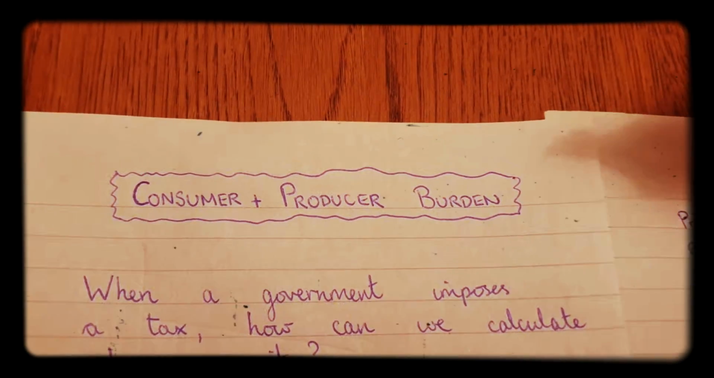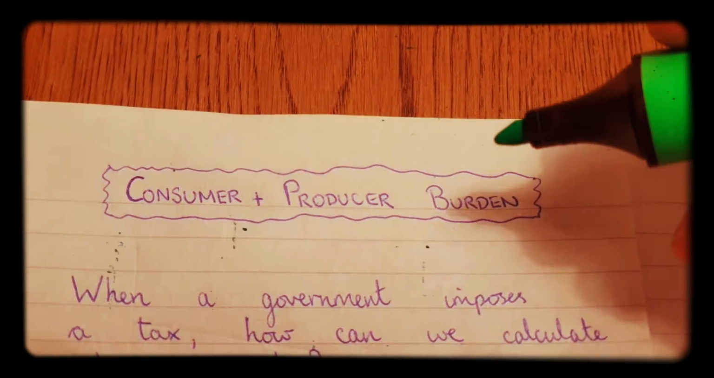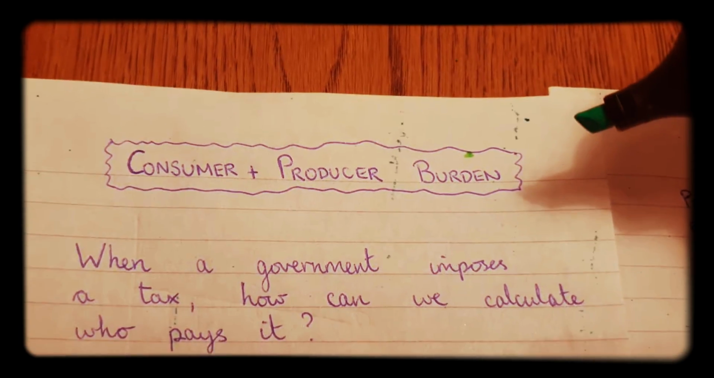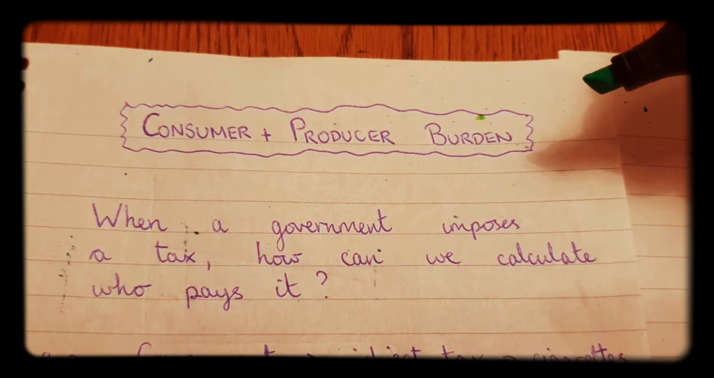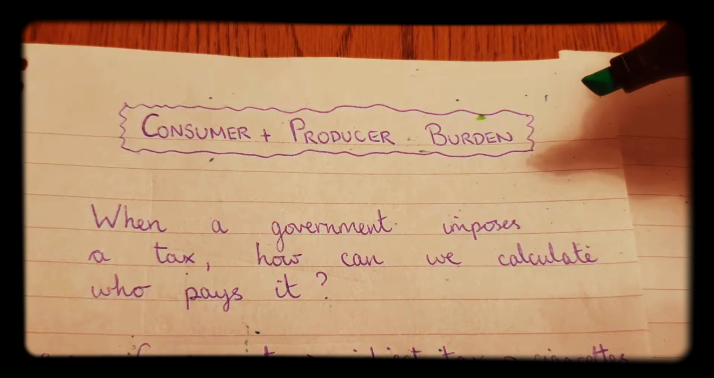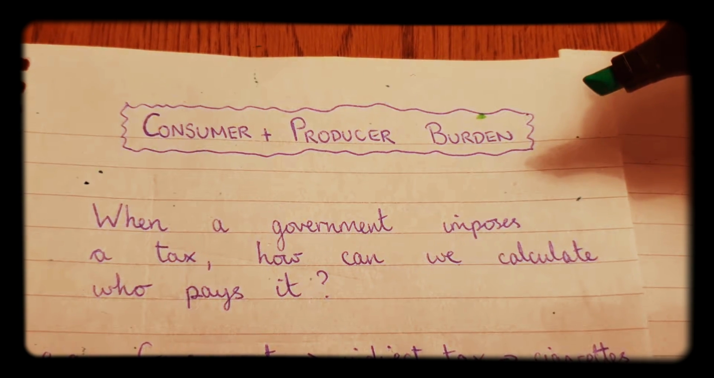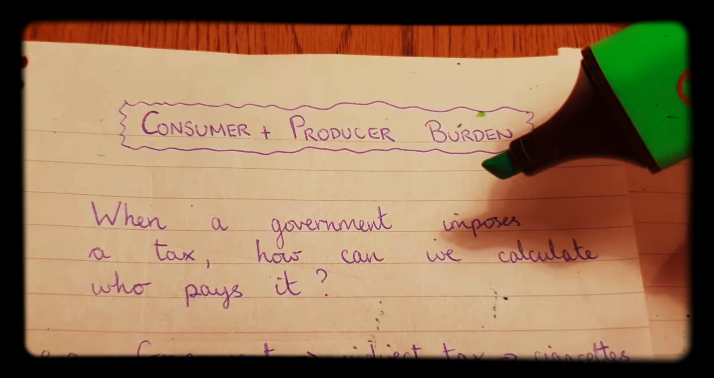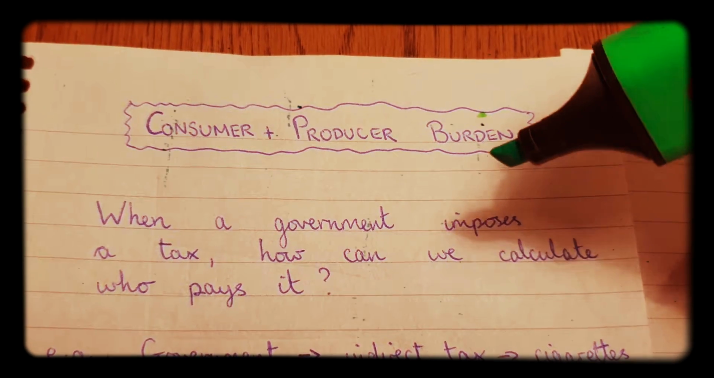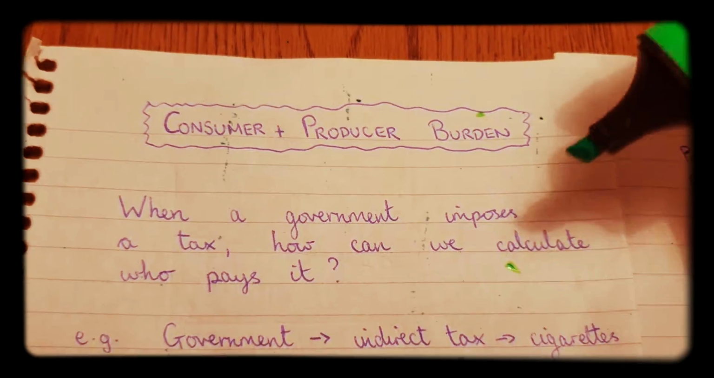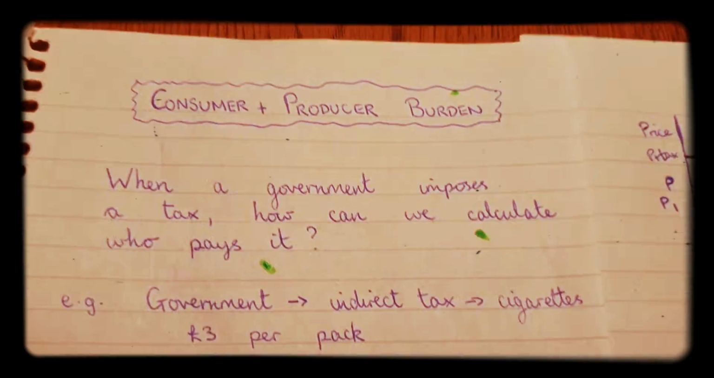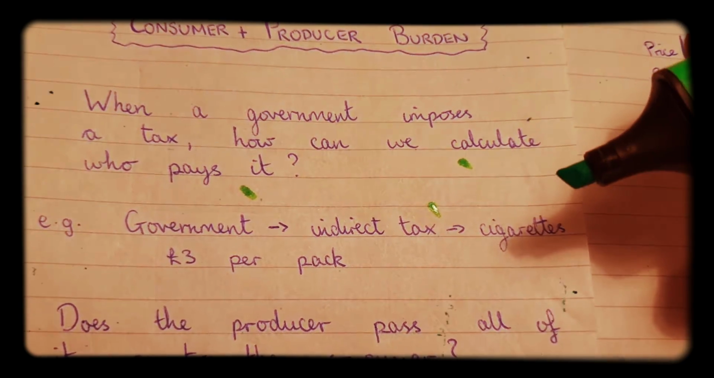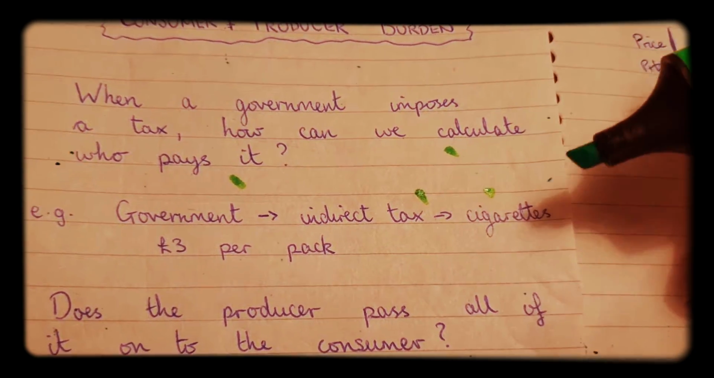In this video, we're going to be looking at the consumer and producer burden of a tax. In the previous video, we looked at taxes and how we can calculate them and draw them on a diagram. But the question is, when a government imposes a tax, how can we calculate who pays it?